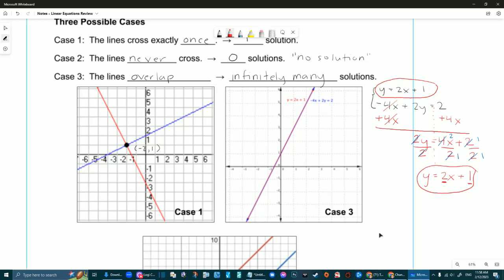Okay, hopefully that helped you out. Hopefully we have an understanding of what these graphs might look like when we're graphing systems of equations. Next time I see you, we'll actually practice solving systems of equations by graphing.